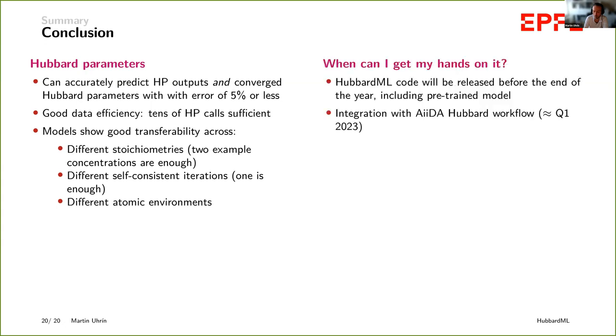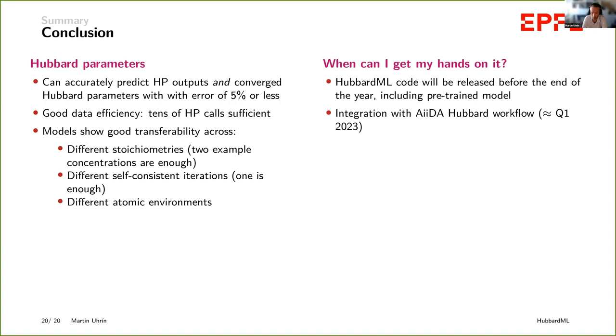When can you get your hands on it? So this code that we call Hubbard ML will be released before the end of the year, including pre-trained models. For the systems that we've shown here, there'll be a pre-trained model, and there's no need for you to calculate the HP parameters. Of course, if your system is different, then you will need to do some calculations that you feed to the neural network and train it. But all of that would be as automated as it can be, so it would be fairly easy to use.